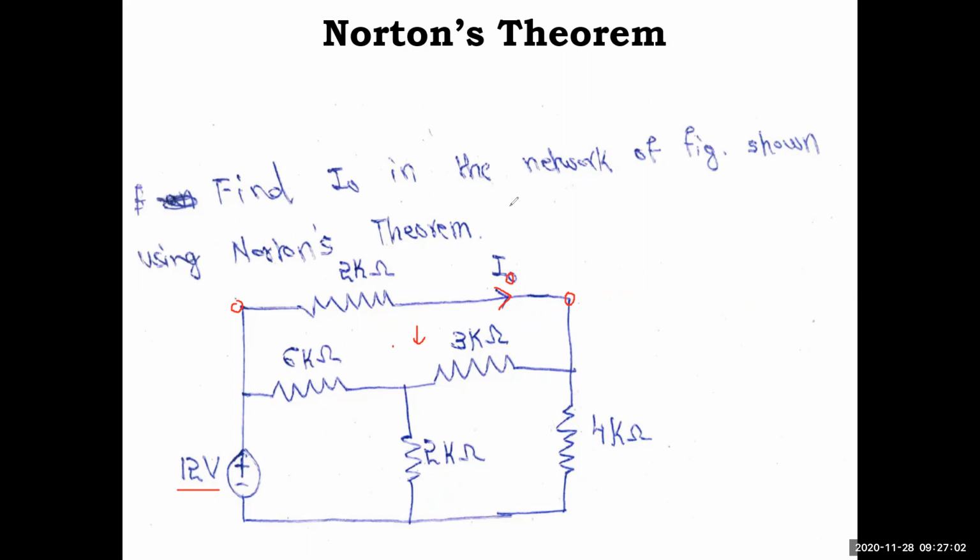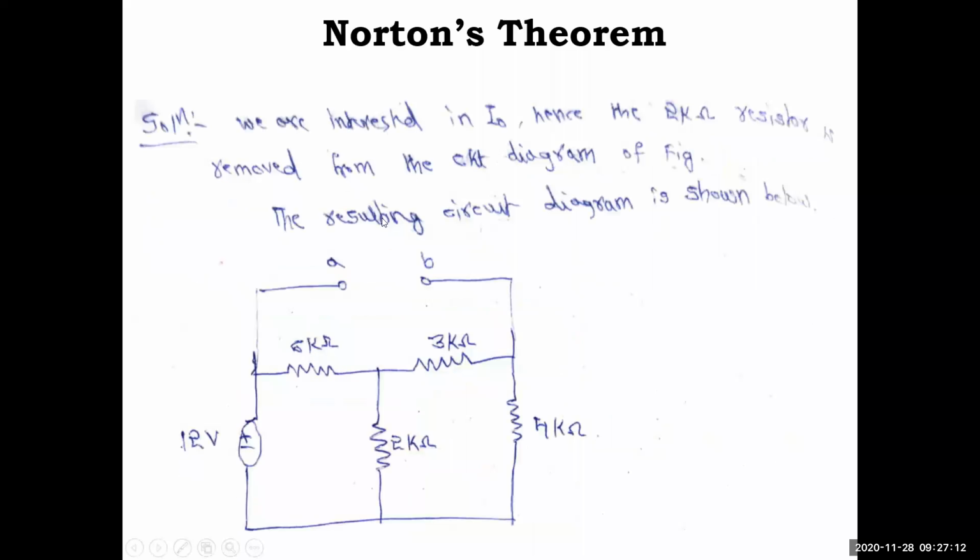So note down this question. We'll solve this. First step: I naught is the load current. This acts as a load. Now we will remove it. We are interested in I0, hence the 2 kilo ohm resistor is removed from the circuit diagram of the figure, which acts as a load. So the resulting circuit diagram looks like this.